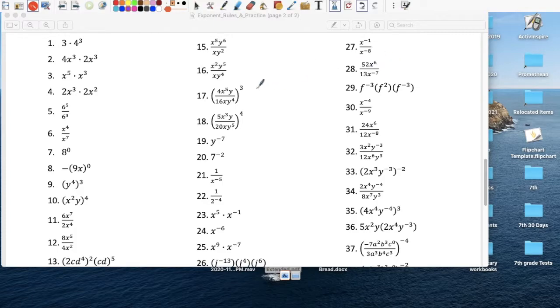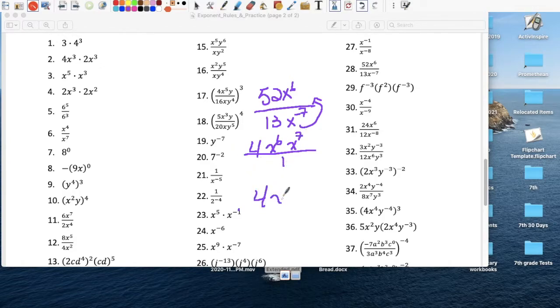28, so 52x to the 6. It doesn't really matter, but I see that there's a negative exponent here. Let's change it to positive. So 52 divided by 13 is 4, and then x to the 6. And then this, I'm going to throw it up here, and my exponent is going to be positive. Well, that's over 1, but that's going to disappear. So I get 4x, and x to the 6 times x to the 7 is x to the 13, and that's my answer.